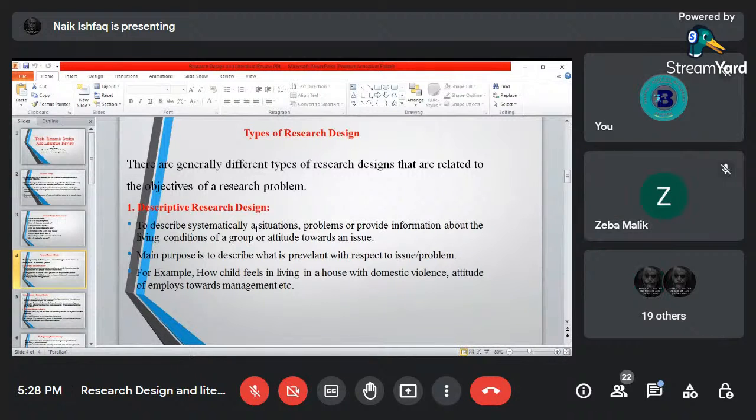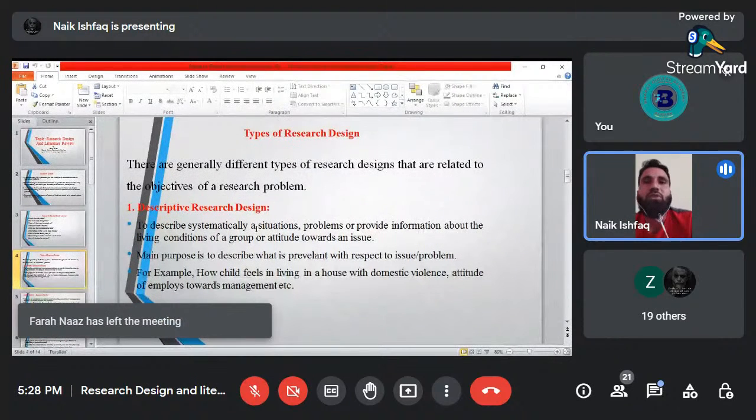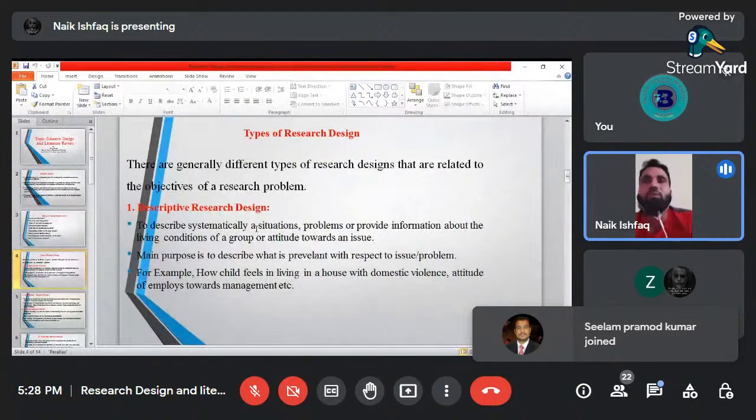Yes. Okay, so I have already discussed the descriptive research design. That means it describes systematically a situation, problems, living conditions of a group, attitudes of the people towards an issue. Here the main purpose is just to describe the events, the situations, the issues, the problems. For example, how the child feels living in a house with domestic violence.